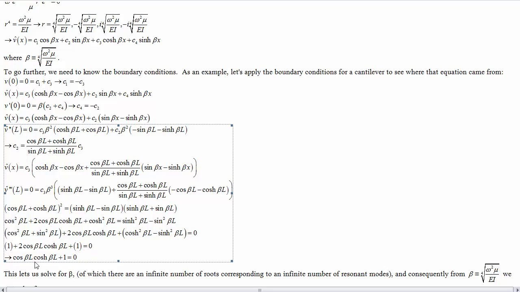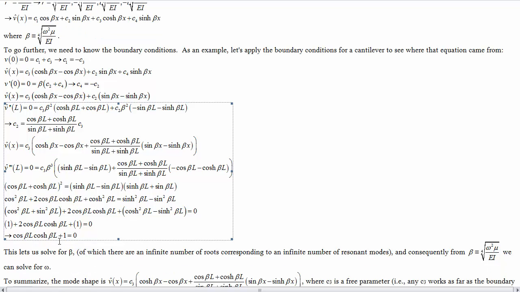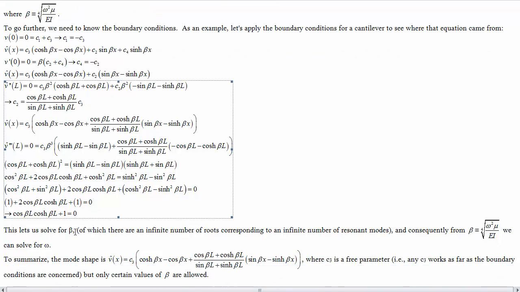And so we end up with 2 cos of beta L cosh beta L plus 2 equals 0, or dividing by 2, the same generating function for the betas that we had earlier. Ta-da! Great. So this lets you solve for beta, and there's an infinite number of roots that correspond to an infinite number of resonant modes. Consequently, from this equation, you can then solve for what the frequencies are.